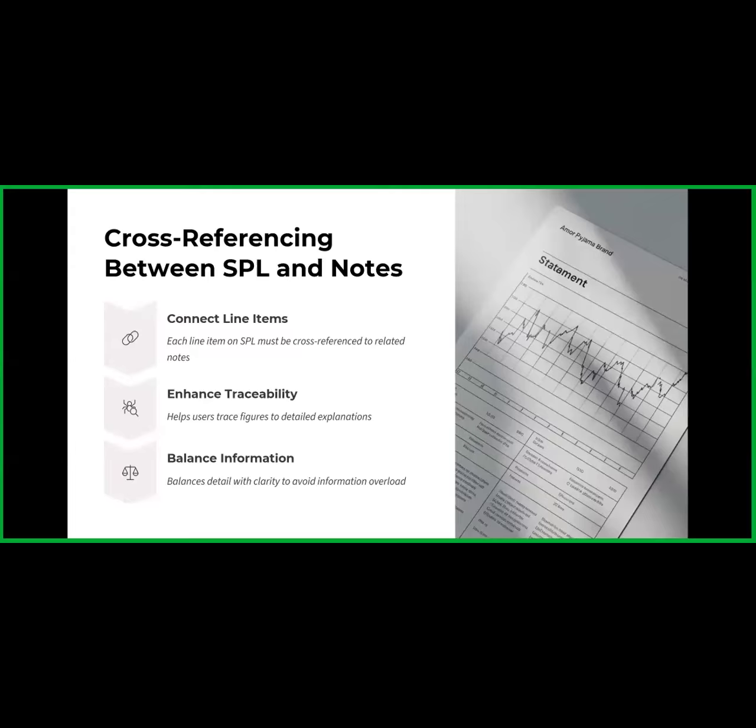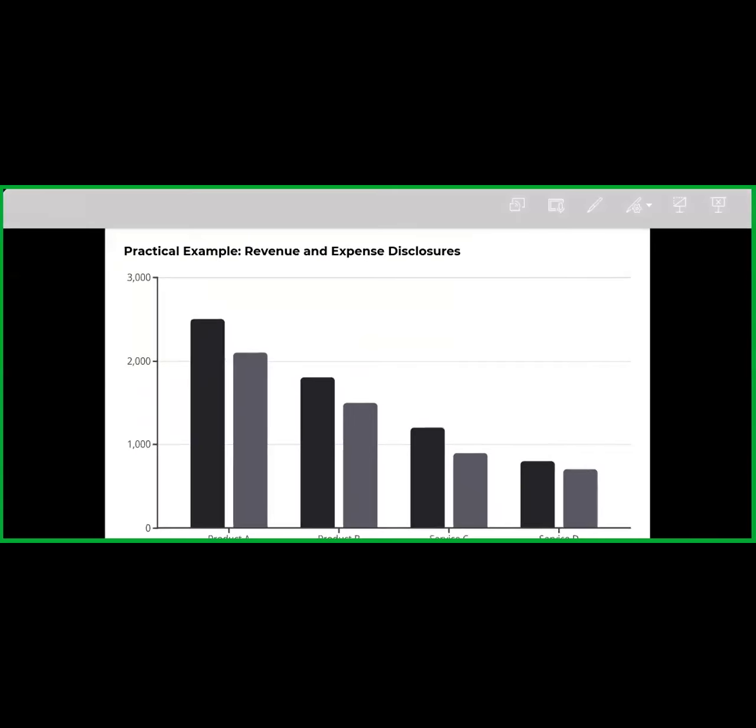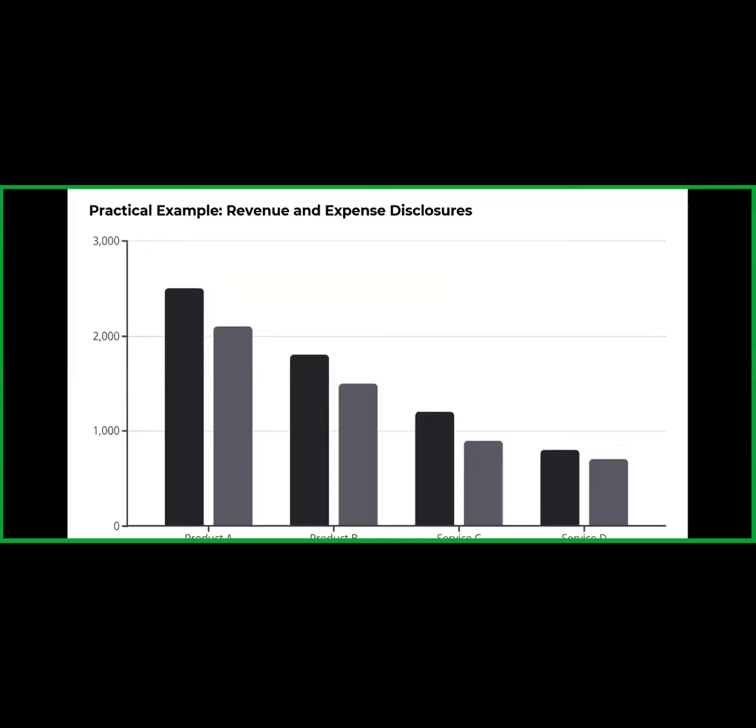And the notes balance the information. Without notes, the financial statements are imbalanced and incomplete statements. But when we add notes to the financial statement, that balances the details with clarity, to avoid information misguidance or information overload. Due to this, the notes enhance the efficiency of the other financial statements also. So here is a practical example of revenue and expense disclosures.